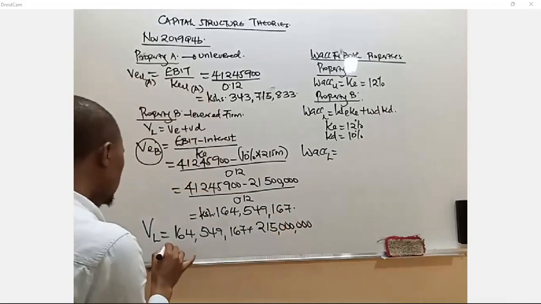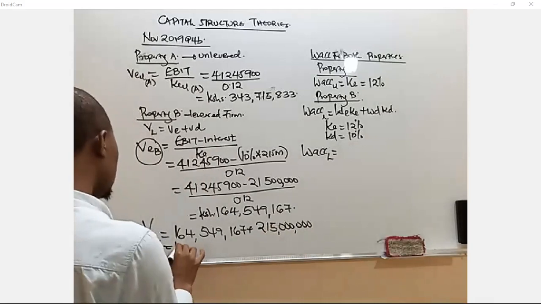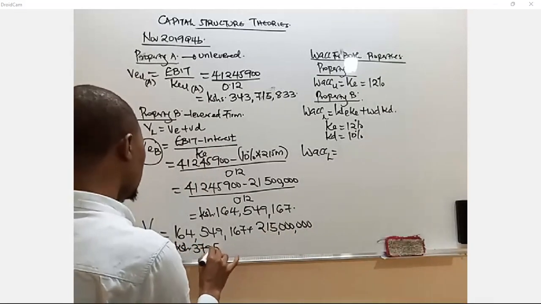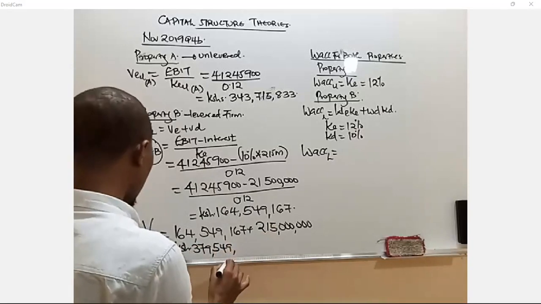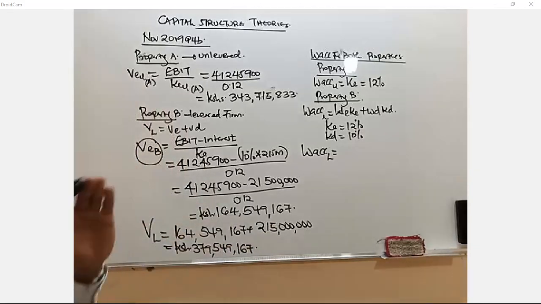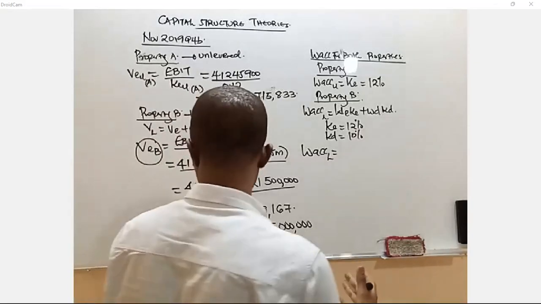So what is the value of the levered farm? Let me just get back there. So I just take plus 215 million, which I'm getting in Kenya shillings, 379,549,167. So if I want to calculate the weight, what am I going to be doing? Very simple here. I'm just going to be taking 164 divided by the total to get the weight of equity.